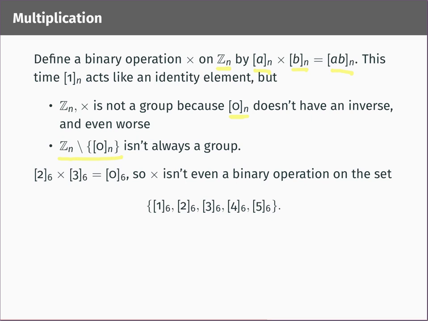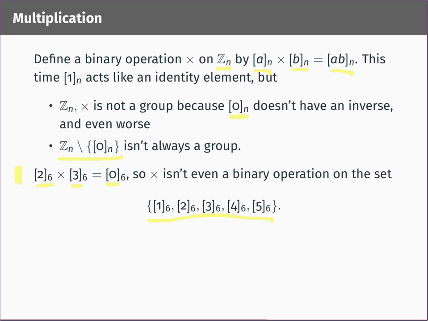One reason for that is that multiplication doesn't even induce a binary operation on that set. As you see here, if you take the integers modulo 6 and you throw out 0, what you get is class of 1, class of 2, class of 3, class of 4, class of 5. Multiplication is not a binary operation on that set, because if you multiply together class of 2 and class of 3, you've got the class of 6, and the class of 6 is the class of 0, and the class of 0 isn't in that set. So you tried to combine two elements of that set using multiplication, and you got an element which wasn't in the set. So multiplication is not a binary operation on that set, and therefore that set with this particular operation is certainly not a group.